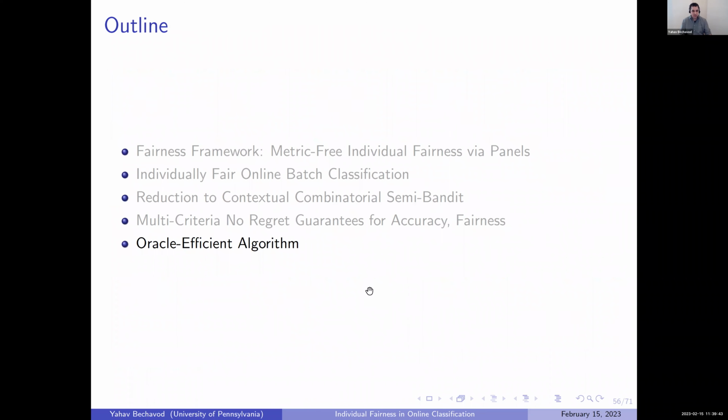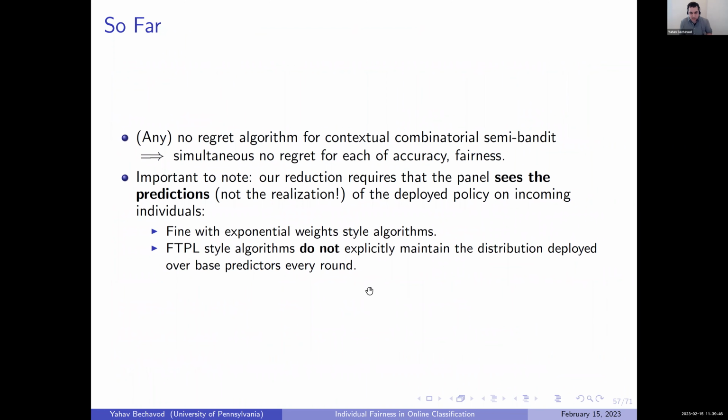And where we can run into trouble: if we run the exponential weight style algorithms, we always have the policy explicitly, so we can invoke the reduction. But for FTPL style algorithms, this is a bit more difficult because they don't explicitly maintain the distribution over base predictors on every round. What these algorithms do is that they deploy a policy that is drawn from this distribution, relying on this linear nature. We will see later.